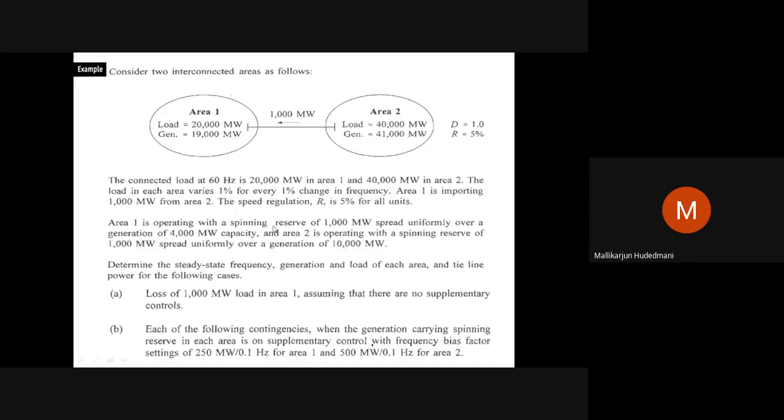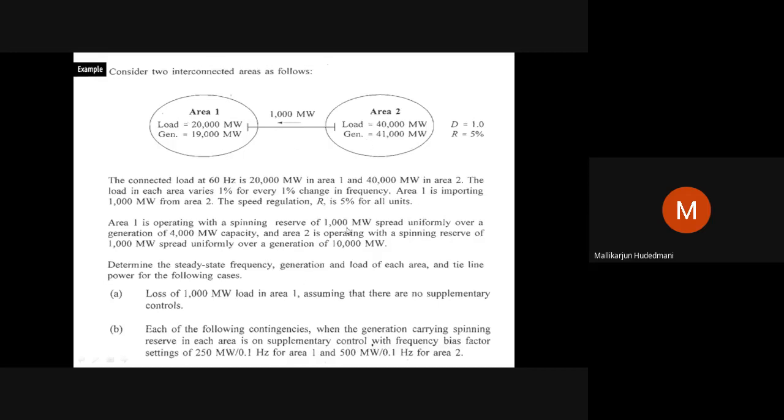See the problem itself. The problem itself is very lengthy. The two areas are connected at 60 hertz, as it is an American continent problem from the Prabha Kundur textbook. How a loss of 1000 megawatt, or whatever the similar scenario is, is explained is put over here. Can you see this problem?